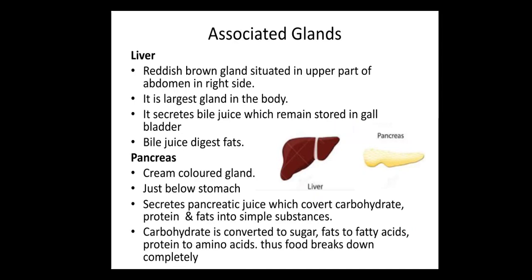Pancreas is a cream colored gland just below stomach which secretes pancreatic juice that converts carbohydrate, protein, and fats into simpler substances. Carbohydrate is converted into sugar, that is glucose. Fat is converted to fatty acids, and protein is converted to amino acids. Thus, food gets broken down completely with the help of these glands.